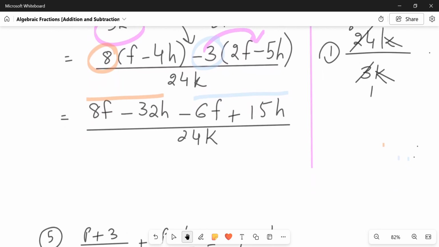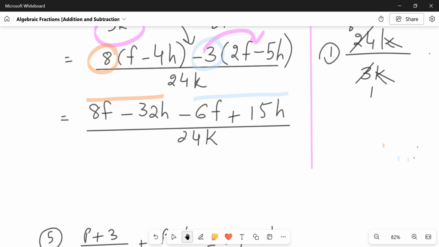Now simplify the like terms. 8f minus 6f. Yes, what is the answer? 2f. Okay, and here minus 32h and plus 15h. Minus plus is minus. Okay, so what is the answer? Yes, 32 minus 15. 7? Yes, students? Anyone? Tell me, what is the answer? 17? Yes, 17. 7 and then 1. So 1 and 7 is going to be 17.